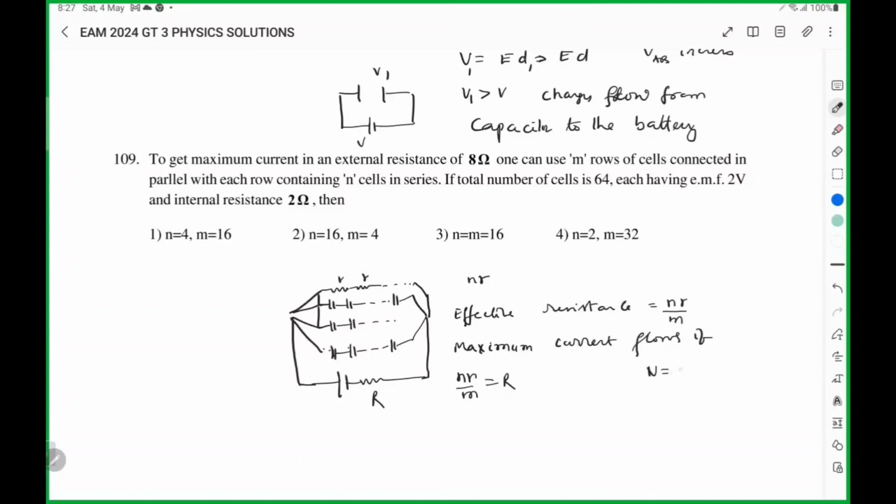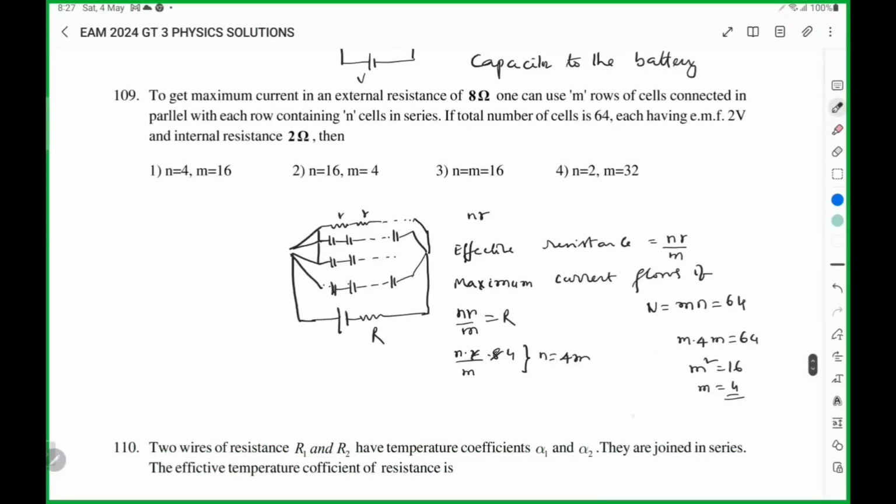Total number of cells in one row, there are n cells. In m rows, 64. Here internal resistance is given, capital R also given. From here, n is 4m, m into 4m is 64, m square is 16, m will be 4. Once m is 4, nm is 64, n will be 16.